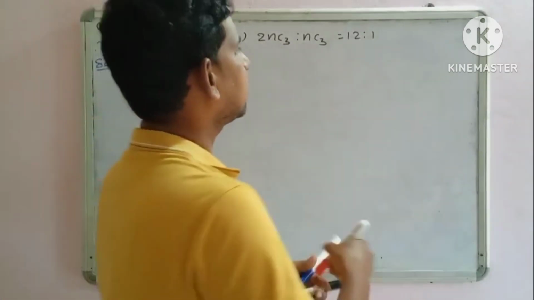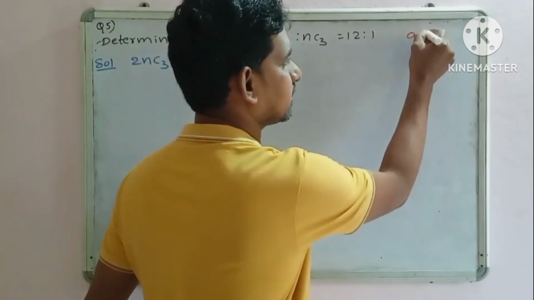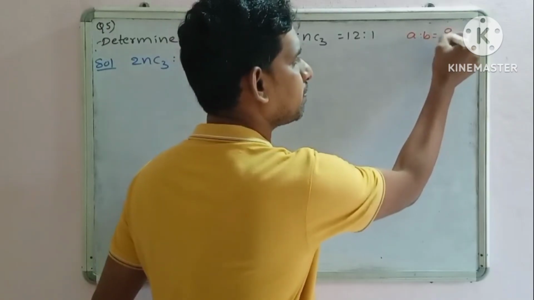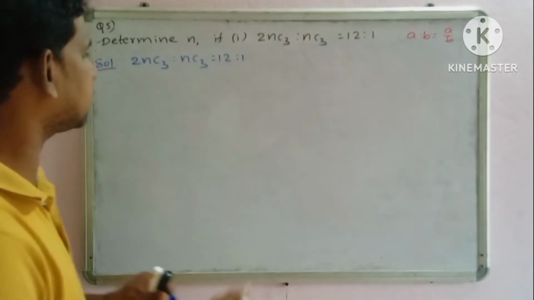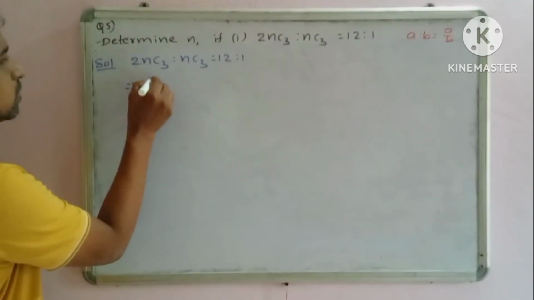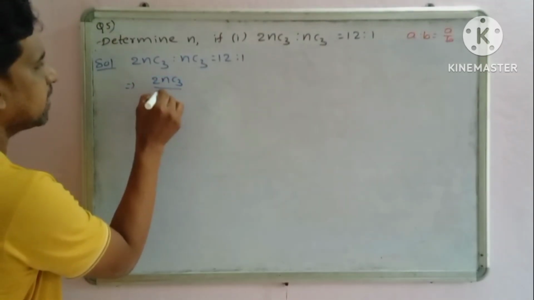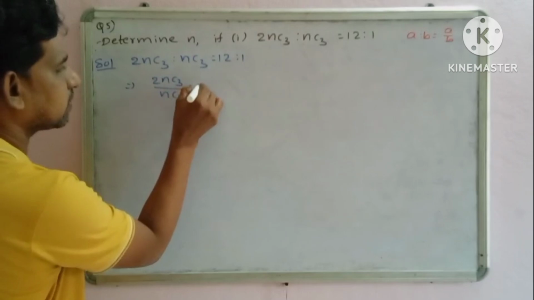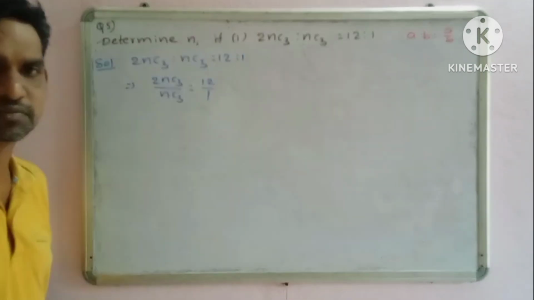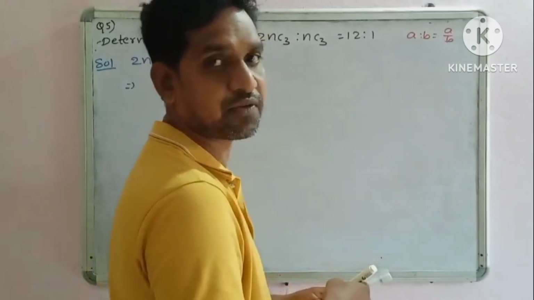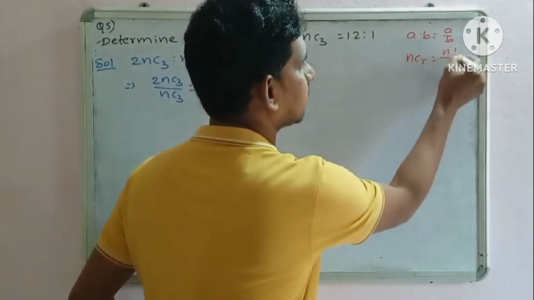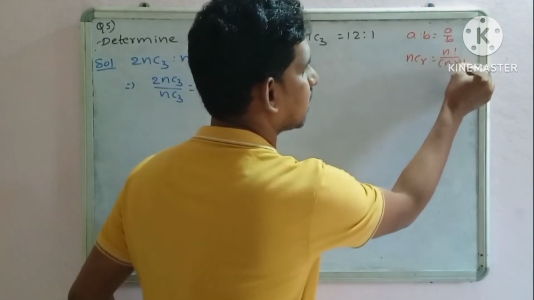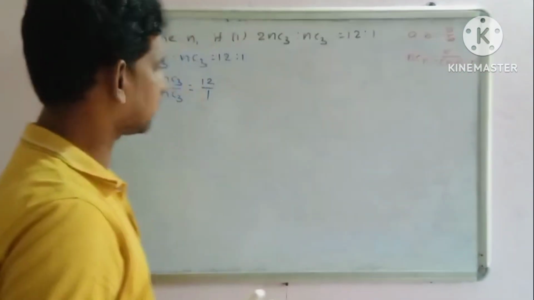See, A is to B is nothing but A by B. So 2nC3 is to nC3 is nothing but 2nC3 by nC3 equals 12 by 1. Now nCr, what is the nCr formula? n factorial by n minus r factorial into r factorial.